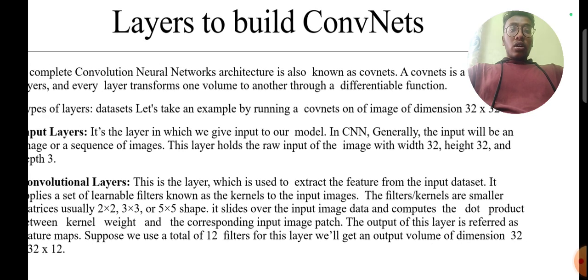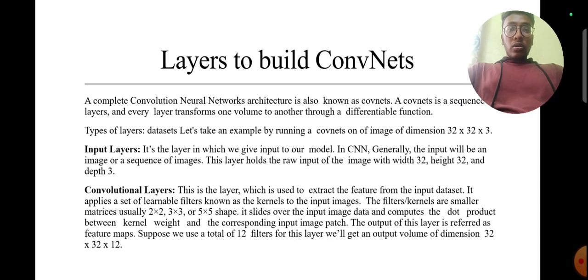Layers to build convolutions. A complete convolutional layer architecture is also known as a ConvNet. A ConvNet is a sequence of layers, and every layer transforms one volume to another through a differentiable function. Types of layers: let's take an example by running a ConvNet on an image of dimensions 32 x 32 x 3.